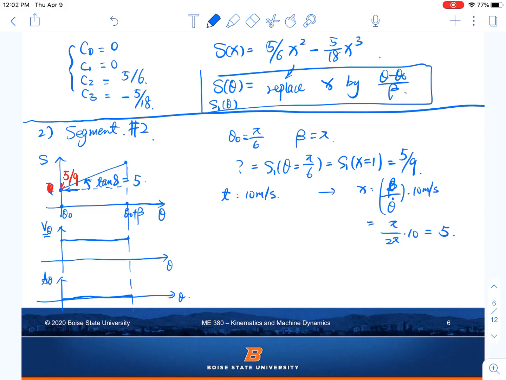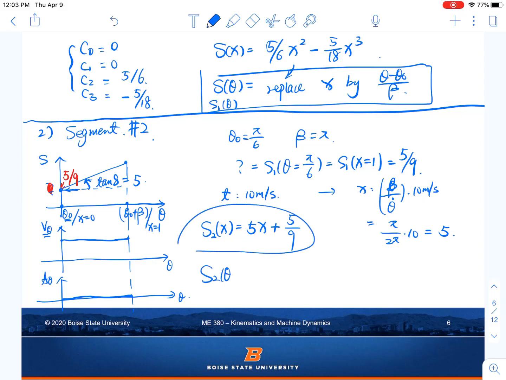And then you know the crossing point. So theta naught corresponds to x equal to 0, and that also corresponds to x equal to 1. So your S for the second domain, S2 x, is going to be the slope times the crossing point. If you want, you can write it as theta, and it's going to be 5 times theta minus theta naught over beta, plus 5 over 9. So that's your second segment design.